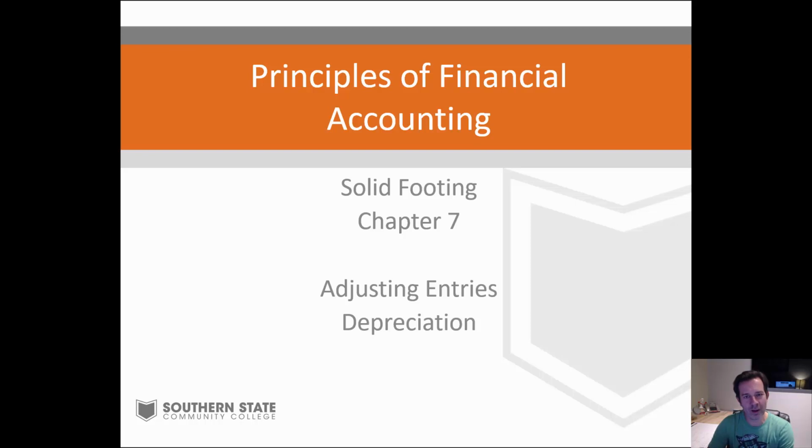We are all the way up to Chapter 7 in our Solid Footing book. Time flies when you're having fun, you know. We've covered all kinds of foundational accounting topics. We've talked about the ledger accounts. We've talked about the journal and how to make a journal entry and post it over to the ledger accounts. We've even talked about how to take those entries in ledger accounts and turn them into financial statements like the balance sheet and the income statement. You've also hopefully had the opportunity to put all that together, what we call the accounting cycle, and go through an entire month of accounting.